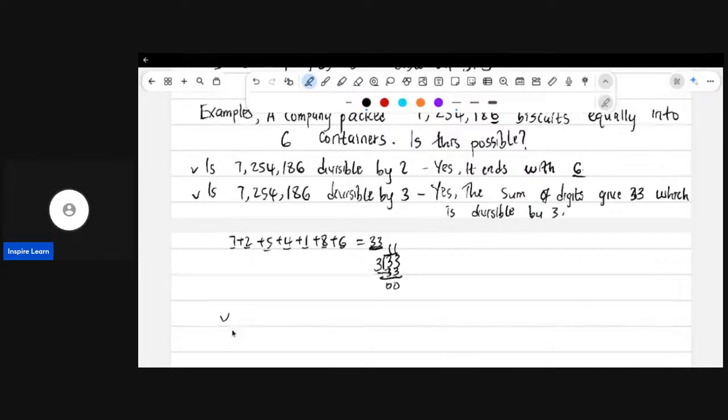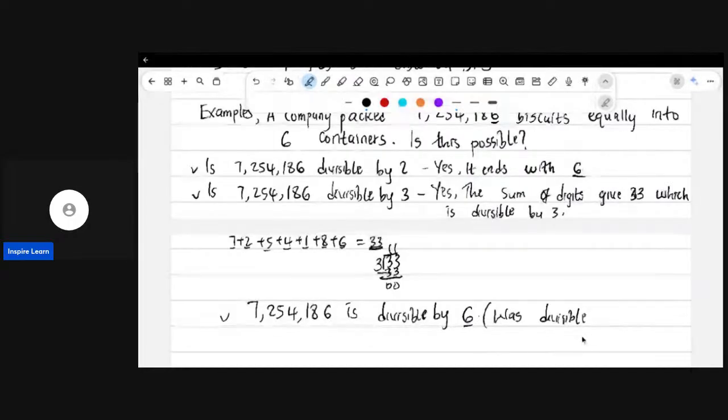And for that reason, 7,254,186 is divisible by 6. Remember, we have concluded that it is divisible by 6 after confirming that this number was divisible by both 2 and 3. So that is what you're supposed to do.